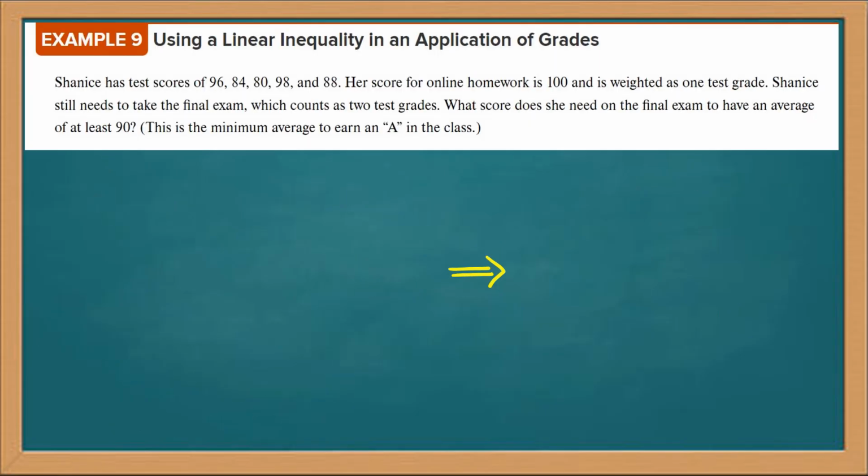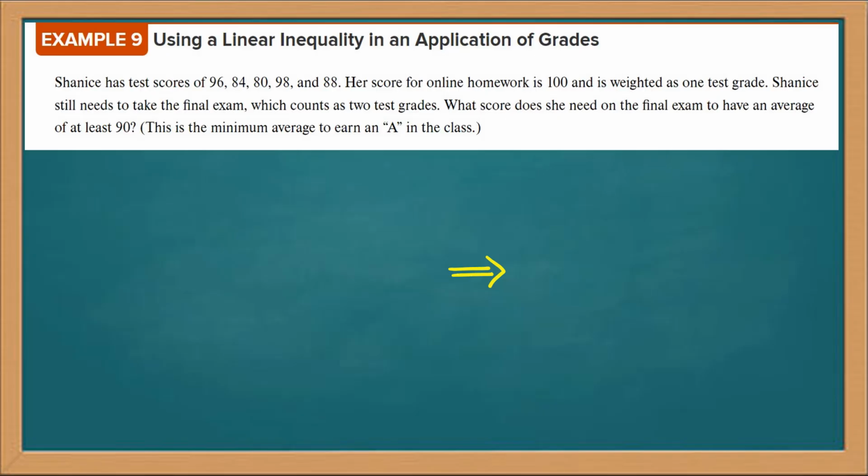Shanice has test scores of 96, 84, 80, 98, and 88. Her score for online homework is 100 and is weighted as 1 test grade. Shanice still needs to take the final exam, which counts as 2 test grades. What score does she need on the final exam to have an average of at least 90? This is the minimum average to earn an A in the class.